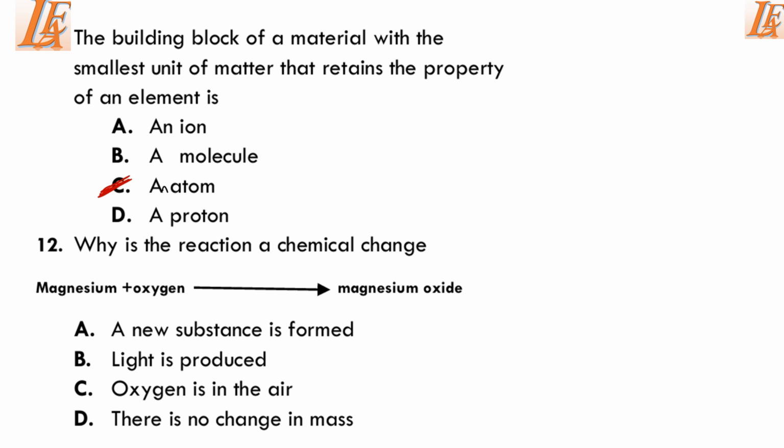A is not the correct answer because an ion is a positively or a negatively charged particle which is formed when an atom loses or gains an electron. B cannot be the answer because a molecule is defined as a group of atoms of the same or different particles which can exist independently. And D can never be the answer because a proton is a positively charged subatomic particle.